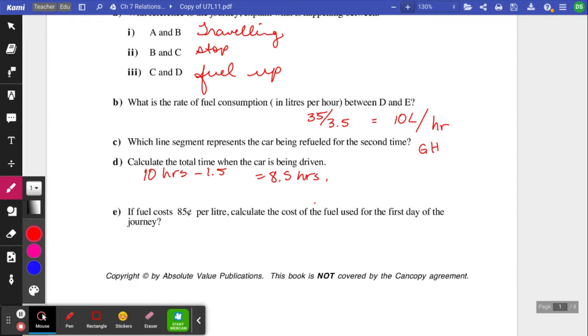Seriously? Wow. Well, we're at 140. Okay, all right. So here we go. They think they can beat us. Okay, 85 cents a liter. So the cost of fuel for the first day. So what do you need to figure out? How many liters were used?